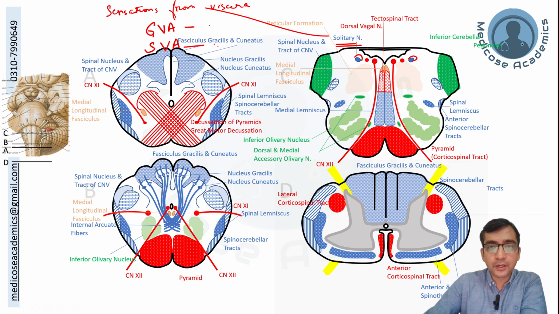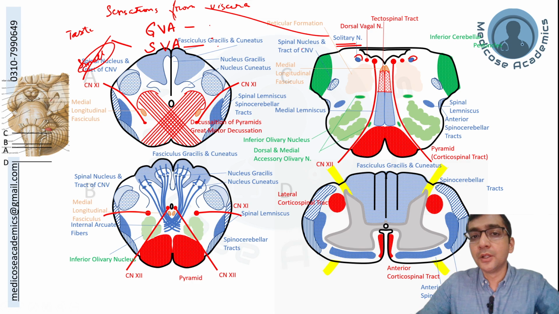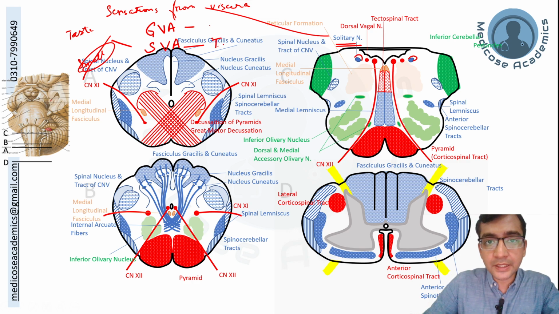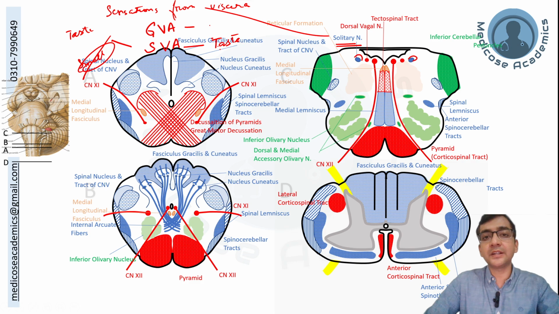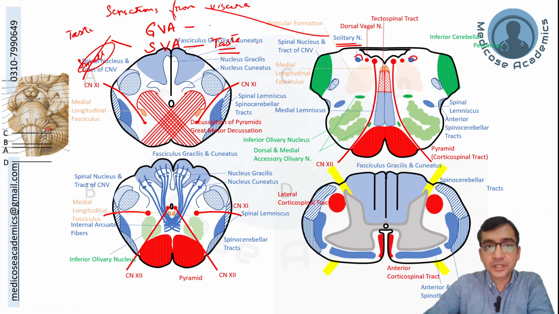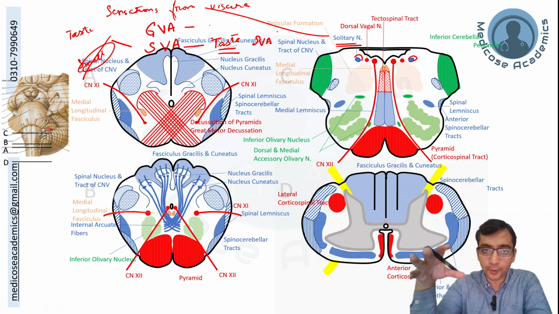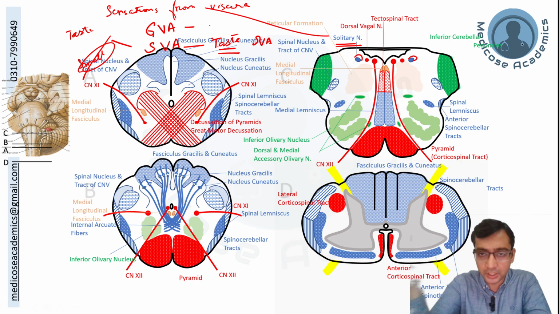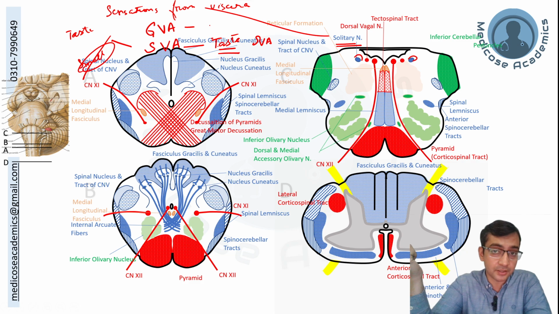Special visceral afferent technically contains taste and smell, but smell has nothing to do with here. So here the solitary nucleus is responsible for receiving the taste fibers. Special visceral afferent fibers: the taste fibers from glossopharyngeal, the taste fibers from the anterior two-thirds of the tongue through facial, and even the taste fibers from the vagus nerve. So these go to the solitary nucleus.